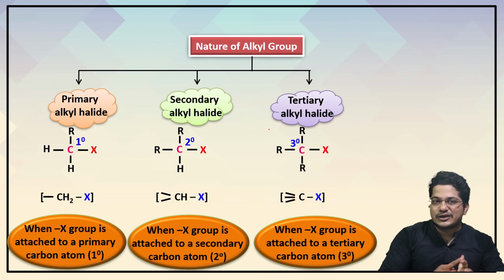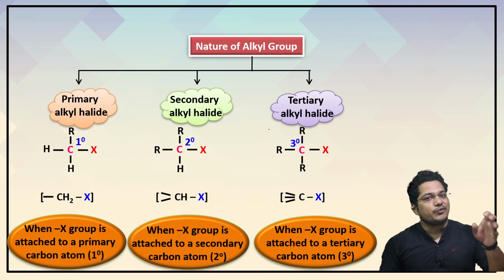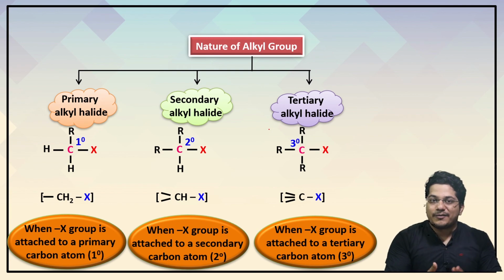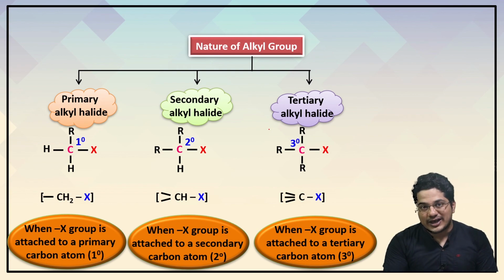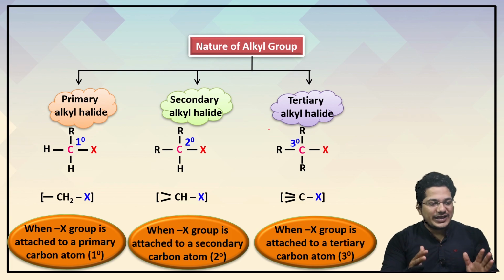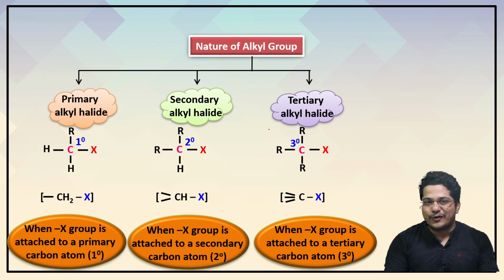Number of halogen atoms के ऊपर अगर classify करना है तो it would be mono, di, tri and tetra. Further, अगर nature of alkyl groups के ऊपर classify करना है, then it could be primary, secondary, tertiary. That's all. So with this, we finished the classification of haloalkanes.